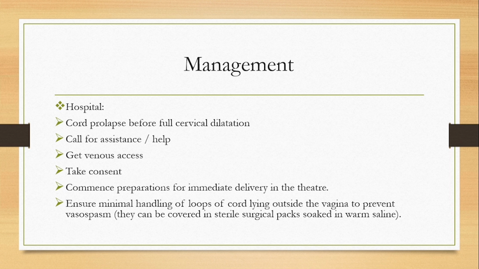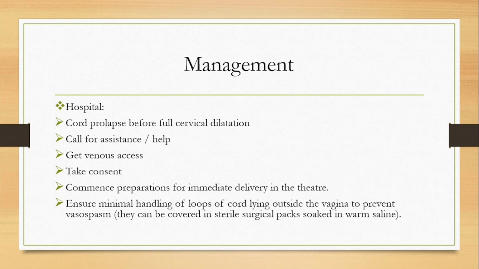But there could be trouble if a decision is not taken early. Okay, so cord prolapse before full cervical dilatation, what must you do immediately? You should call for help, call for assistance, because you cannot take care of such a patient alone. Then there must be venous access, take consent, and such a patient should be prepared immediately for delivery in the theater. And ensure minimal handling of the loops of the cord outside the vagina because of spasm, and that can lead to asphyxia and fetal compromise.